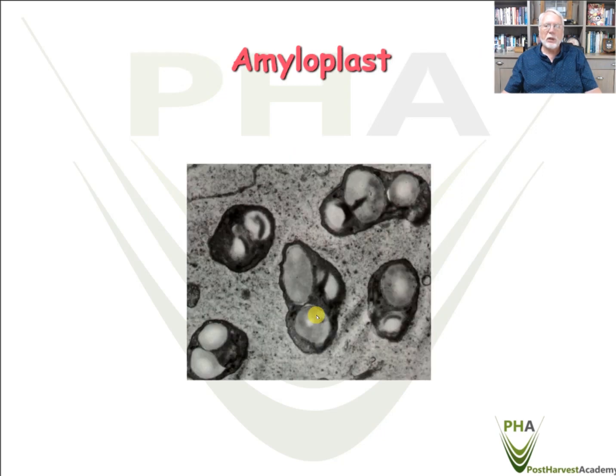Amyloplasts are membrane-bound organelles found in starch storage tissue. They are colorless plant plastids that form and store starch. And here we see the starch grains in the amyloplast.